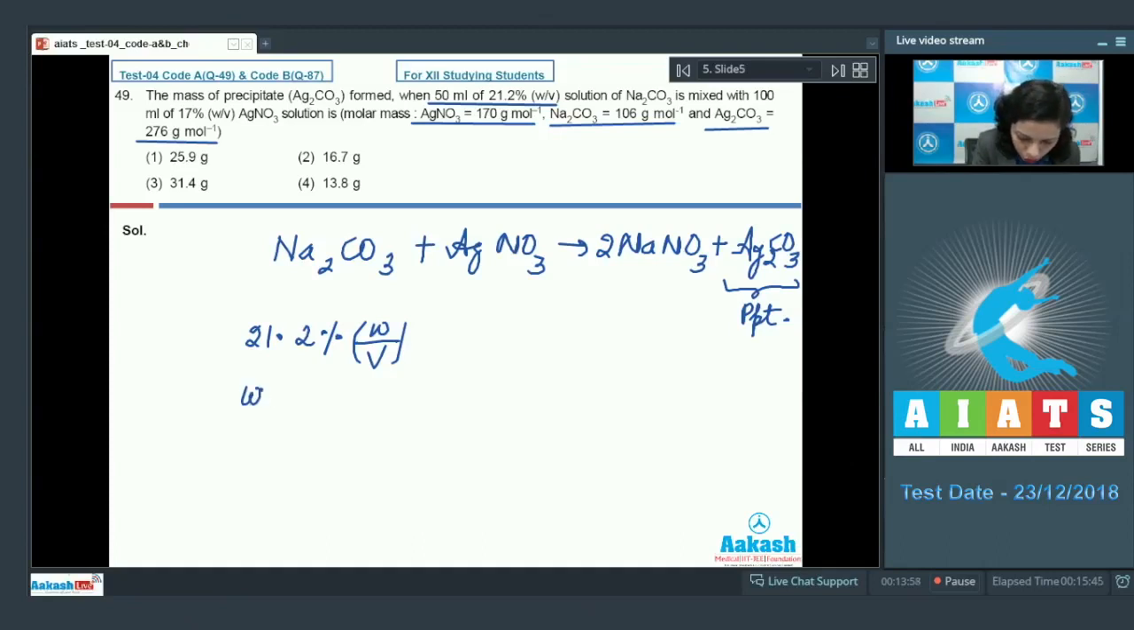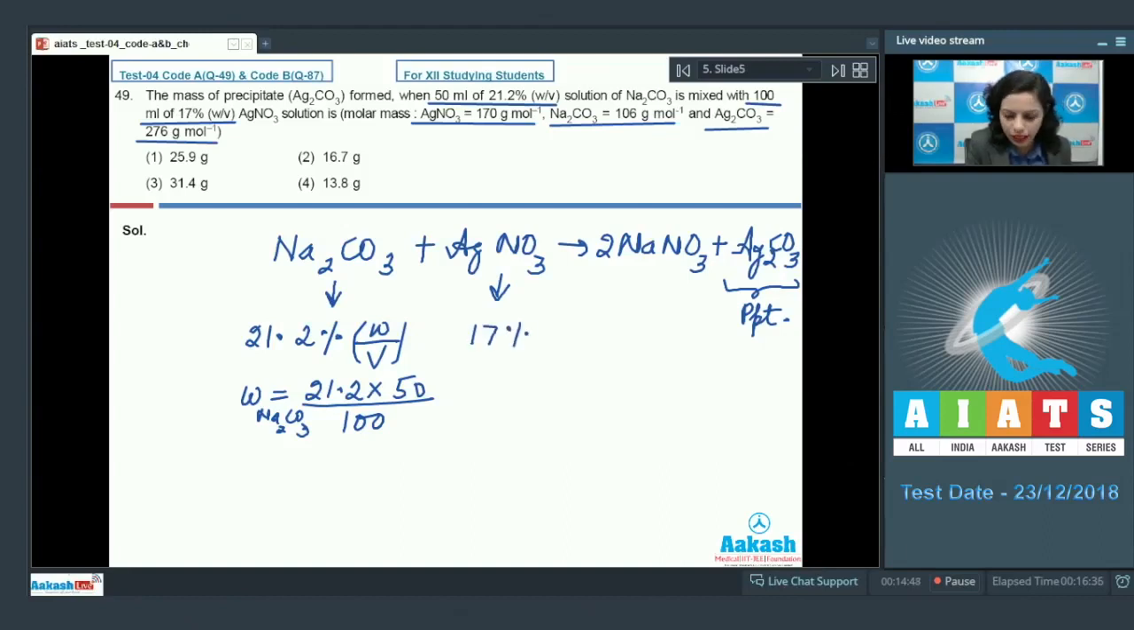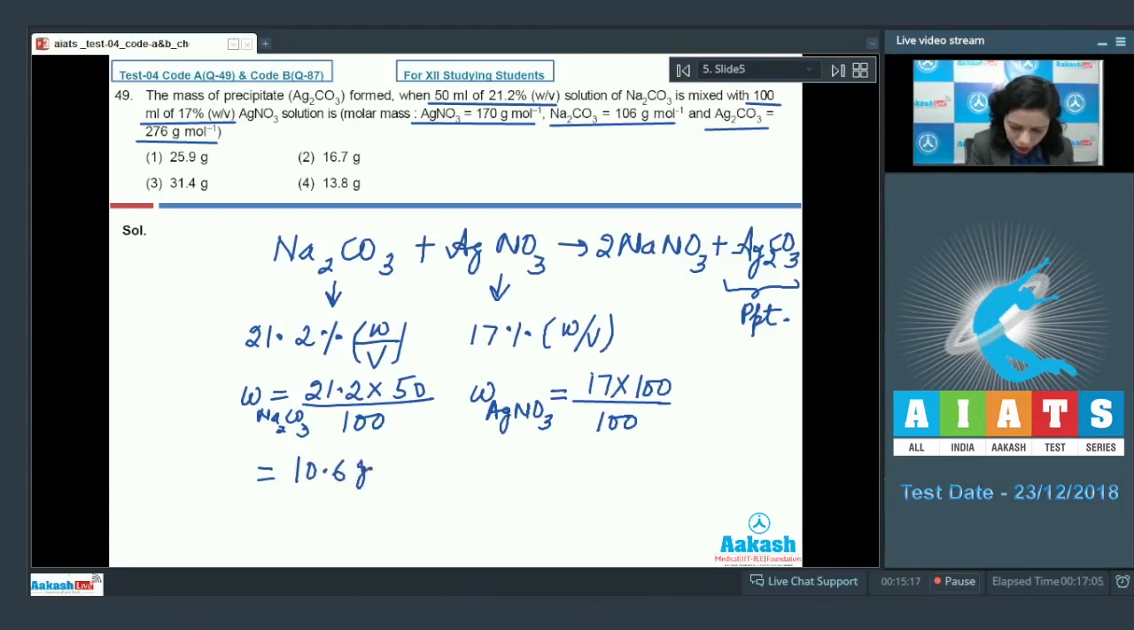So this mass, this W, would be equal to 21.2 into 50 divided by 100. So this is the weight of this Na2CO3. Similarly, if we talk about AgNO3, what would be its weight? It's given here that you are taking 100 ml of 17% weight by weight. For this AgNO3, you have a 17% weight by weight solution. And what is its amount? This is 100 ml. So this weight of AgNO3 would be equal to 17 into 100 by 100. If you solve this, you will find it is 10.6 gram.